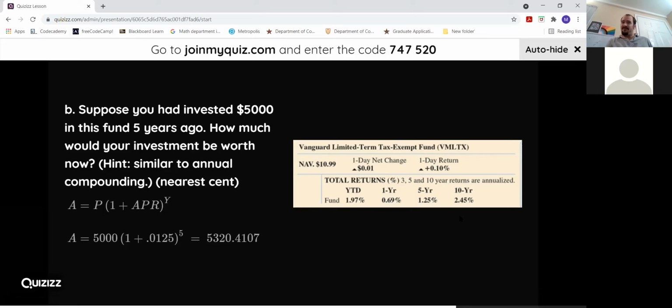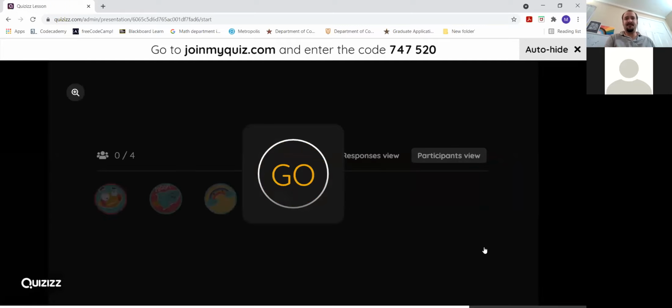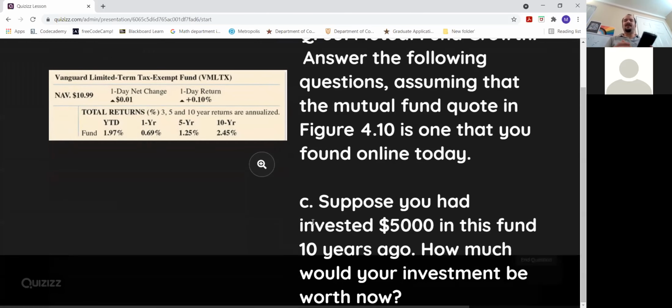We're going to do the same thing for 10 years. So look at this, think about what's going to change. Probably that 5 there, and my APR is going to change to 2.45. And I believe that's the next problem, what's going to happen if we do the same thing over 10 years. Let's double check. Suppose we have 5,000 in this fund and we do it for 10 years.